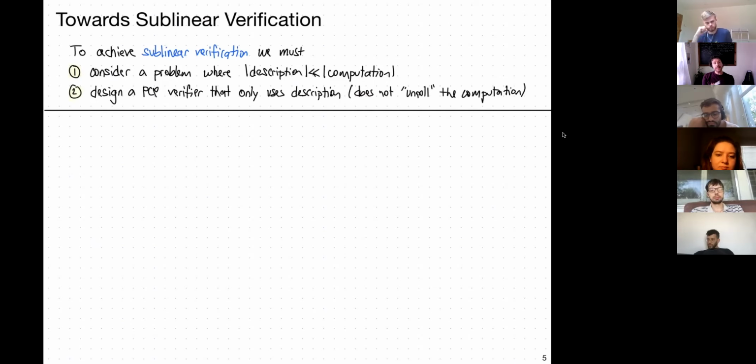And the second point is that we need to design a PCP verifier that only uses this concise description, as opposed to writing down everything in the computation.